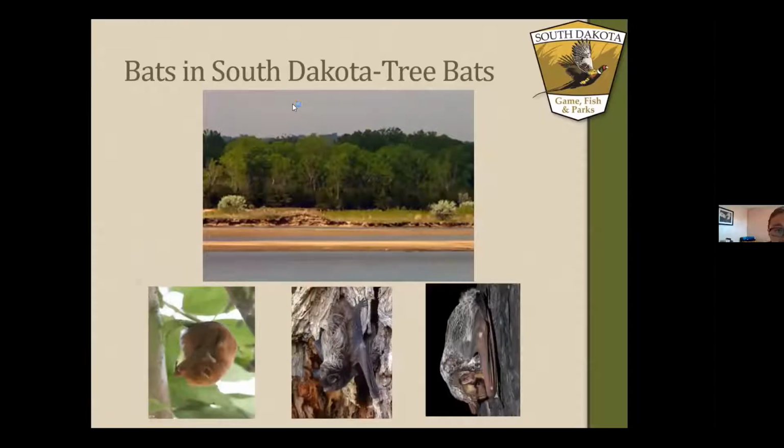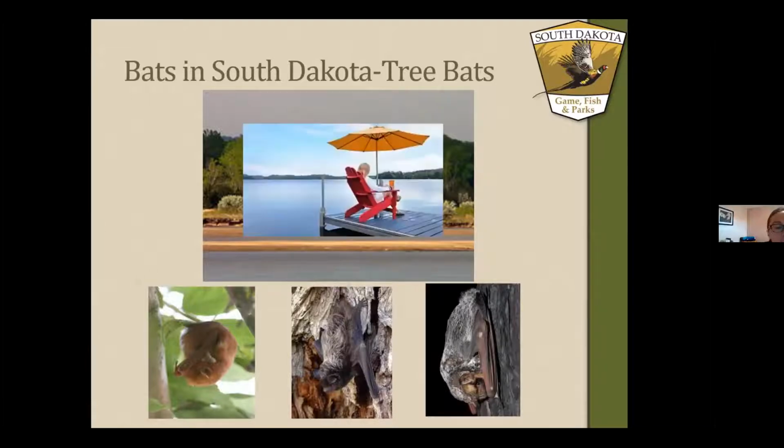The other three species we have in South Dakota are the migratory or solitary tree roosting bats. And just as you might expect, they spend most of their time alone or with their young in trees. The major difference between the tree bats and the cave bats, other than the habitat, is that they do not hibernate. They will migrate to warmer climates where bugs are somewhat available, and they will go into torpor, but it's not as long or as deep as the cave hibernating bats.